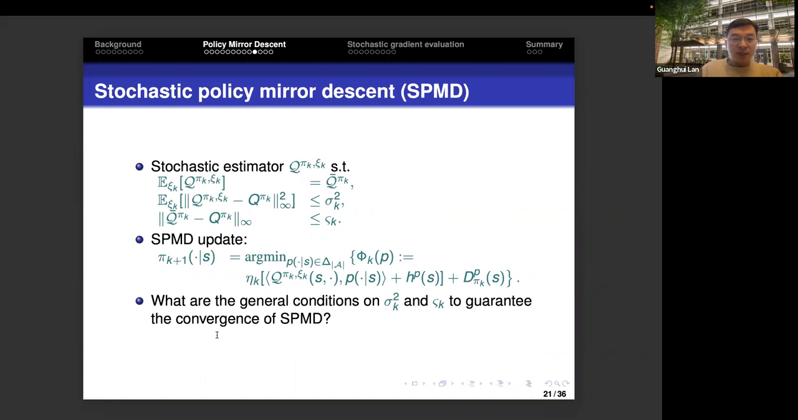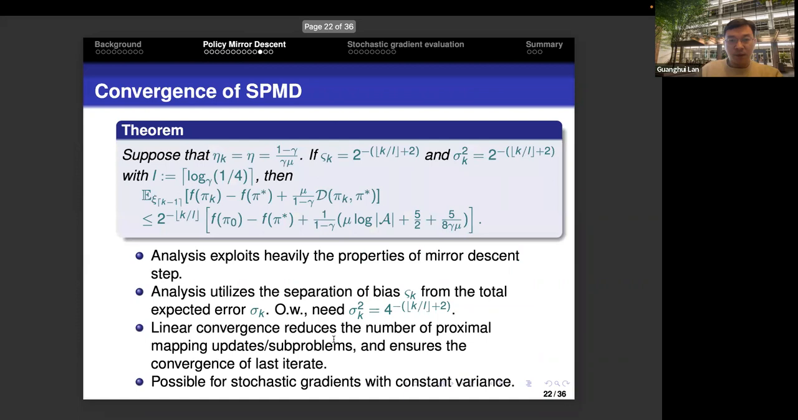Then we could investigate what are the general conditions on this error, sigma square and one sigma, to guarantee the convergence of the algorithm. It turns out if we decrease the error at a certain geometric rate, then the geometric convergence rate for SPMD can be obtained. Our analysis heavily utilizes the separation of the bias from the mean square error. On the other hand, previous studies bound the bias by the mean square error. That is part of the reason why we are able to improve the sample complexity for policy gradient type algorithms significantly.